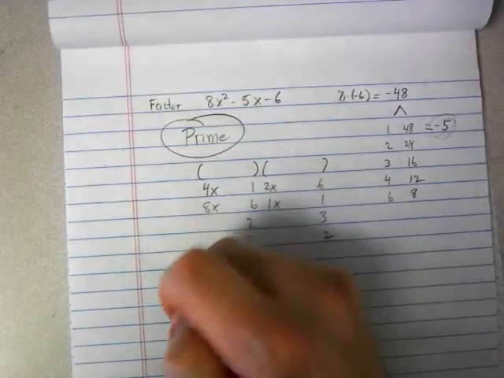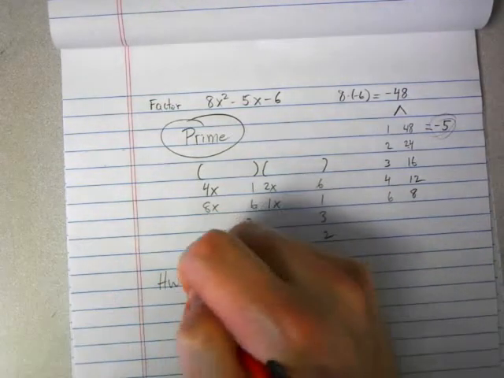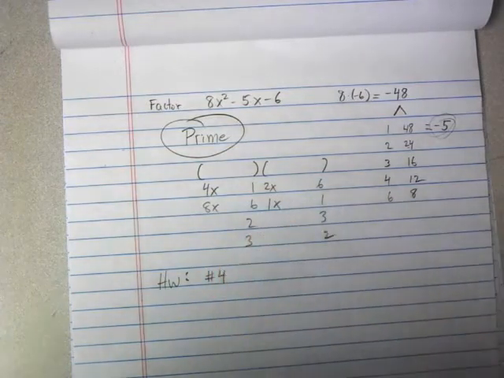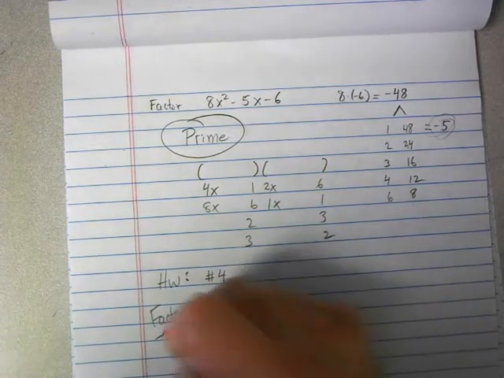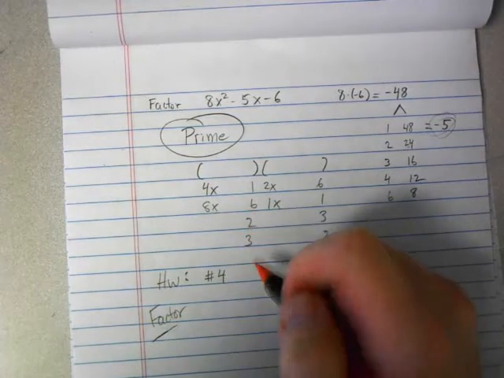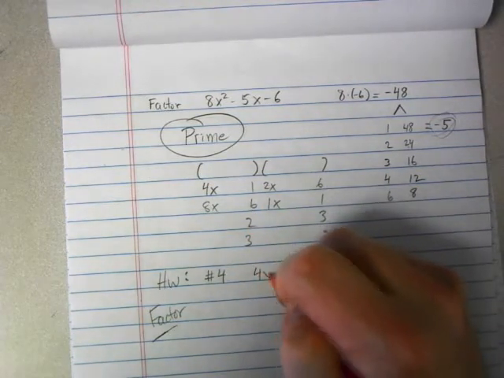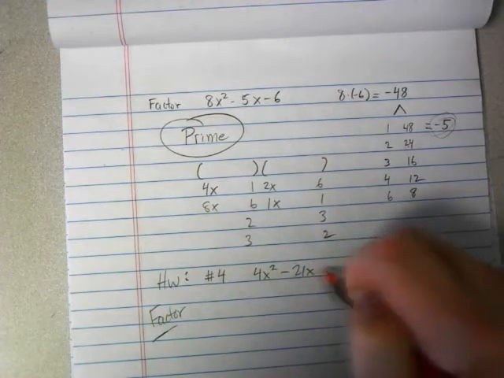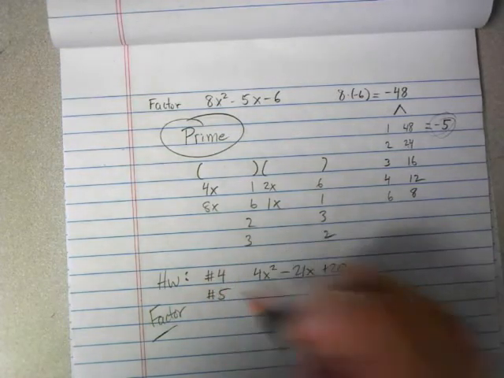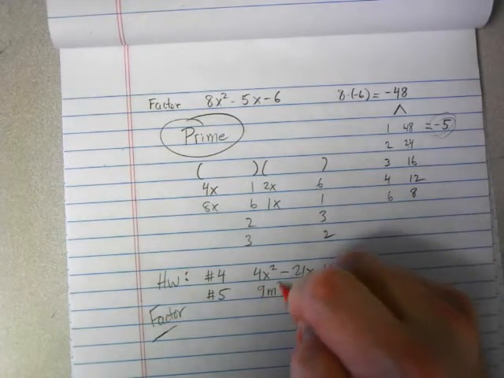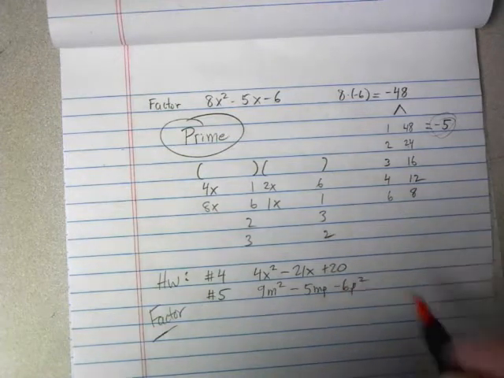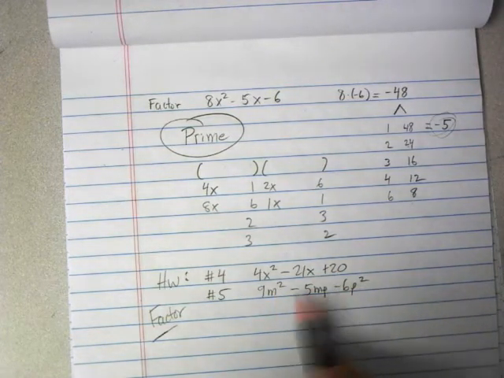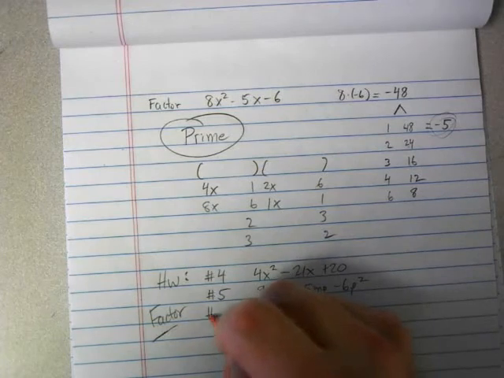Okay, so homework problems. Let's see, I think I left off with number 3 before, so we'll start with number 4. So the directions for all of these are going to be factor. I'm not going to write down factor over and over and over again. Number 4, we'll go with 4x squared minus 21x plus 20. Number 5, let's try 9m squared minus 5mp minus 6p squared. And don't let the fact that there's 2 letters there bother you. When you go to write your middle terms, you'll have something mp and then something else mp. And then one more.